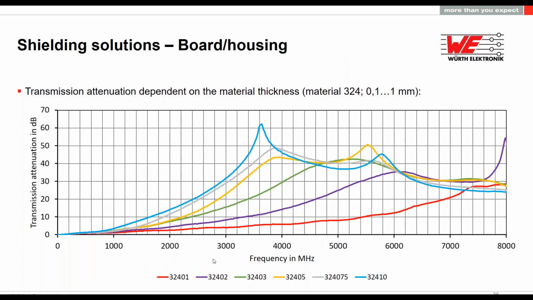Here we have the influence of the thickness of the material. So if we say this is exactly the same kind of material, but with different thickness, we can see that if we choose thicker materials, we're improving the attenuation, but also we are moving the attenuation effect to lower frequencies.